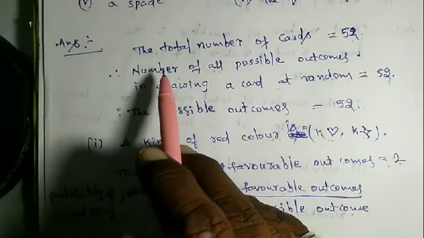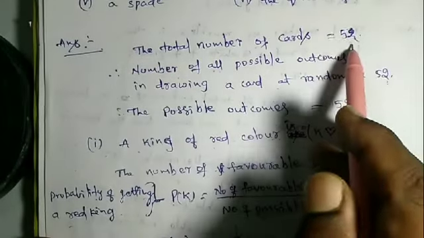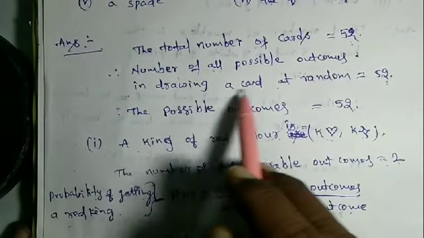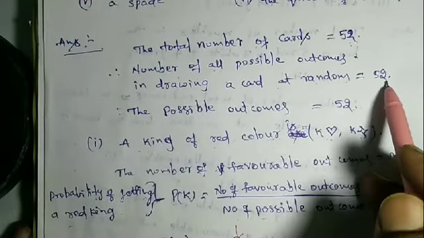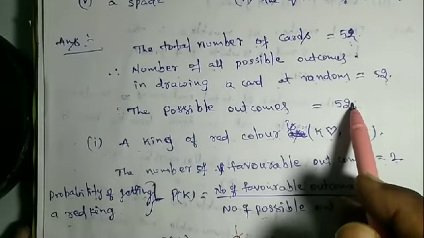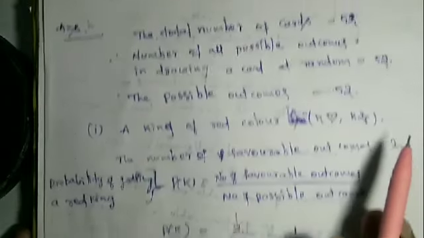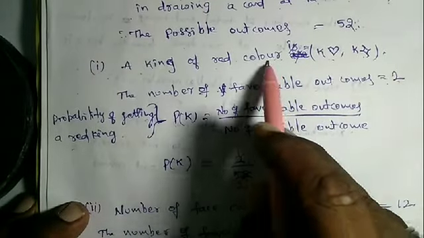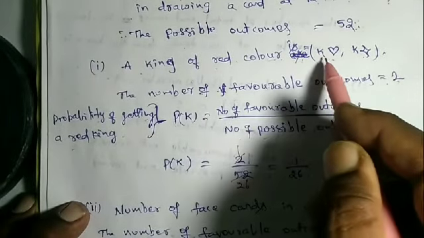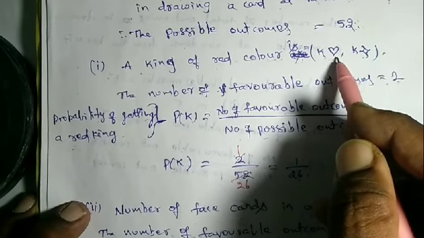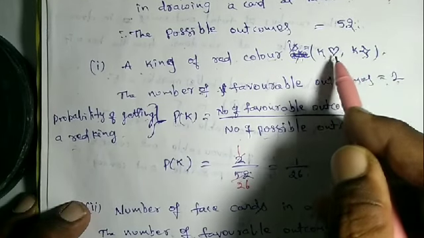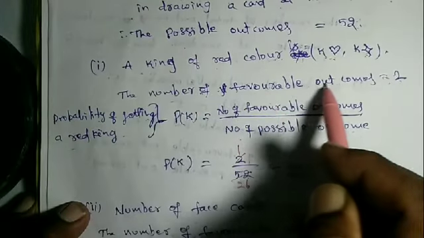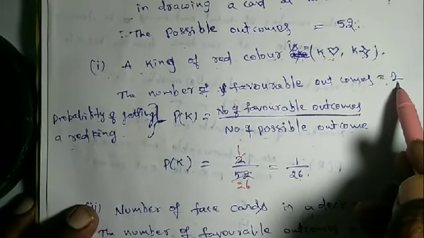We observed the problems. We observed the cards. The total number of cards is 52. The number of all possible outcomes in drawing a card at random is 52. First one, the king of red color. The kings of red color are king of diamonds and king of hearts. There are two favorable outcomes. The number of favorable outcomes is equal to 2.